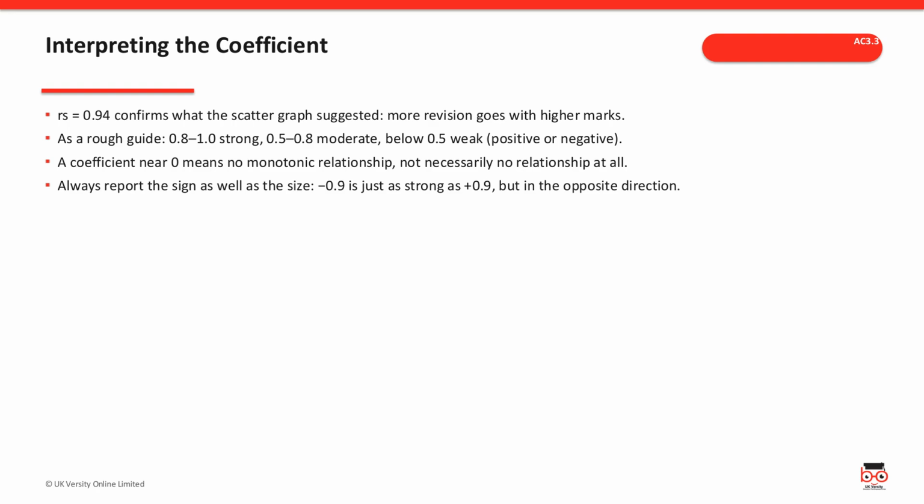So what does 0.94 actually tell us? It confirms what the scatter graph hinted. More revision goes hand in hand with higher marks. As a rough guide, 0.8 to 1.0 counts as strong, 0.5 to 0.8 as moderate, and below 0.5 as weak, whether positive or negative. A coefficient near zero means no monotonic relationship, though not necessarily no relationship whatsoever. And always report the sign as well as the size. Minus 0.9 is every bit as strong as plus 0.9, just pulling in the opposite direction.